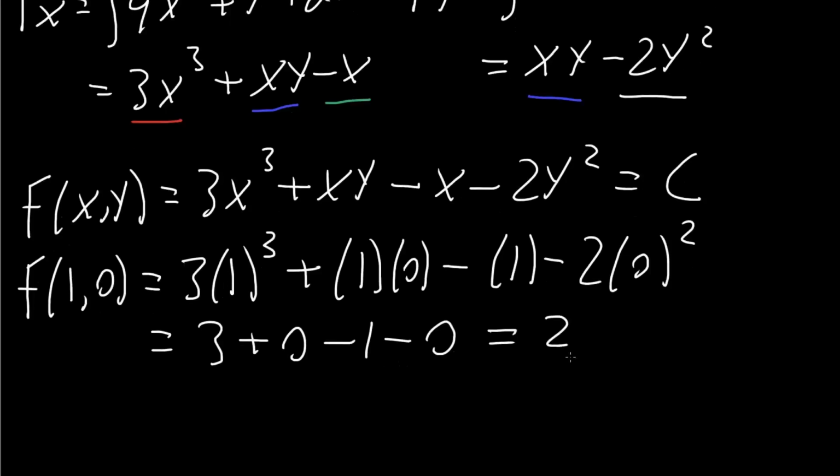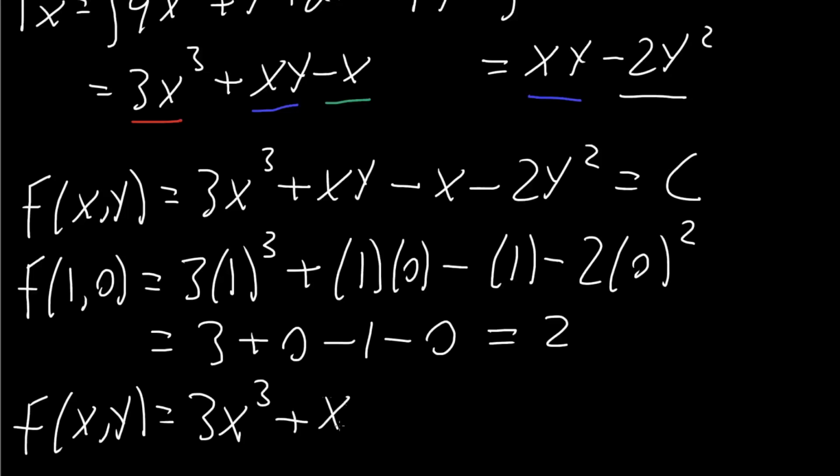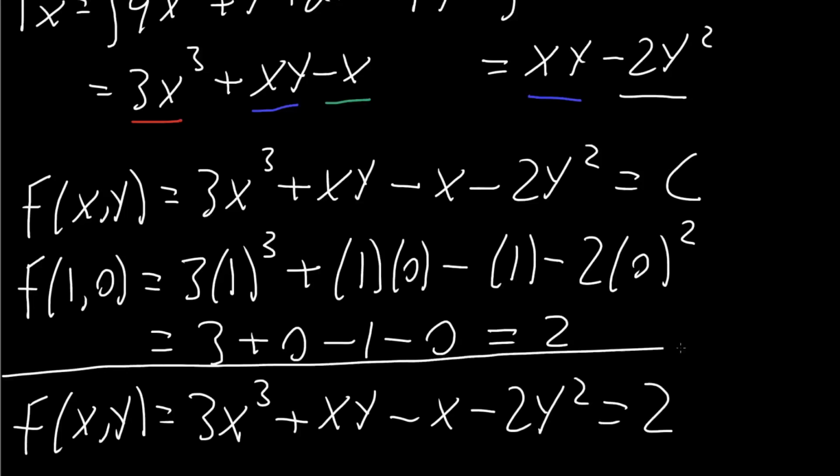And so finally, we say that f parentheses x comma y is equal to, so we have 3x cubed plus xy minus x minus 2y squared is equal to 2. And we'll just box in the answer. And that's all we need to do for this problem.